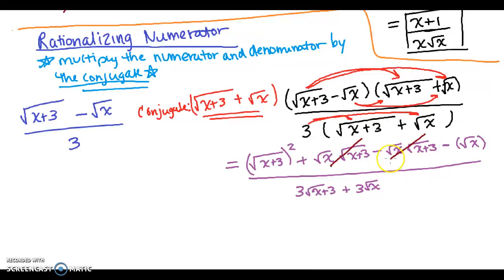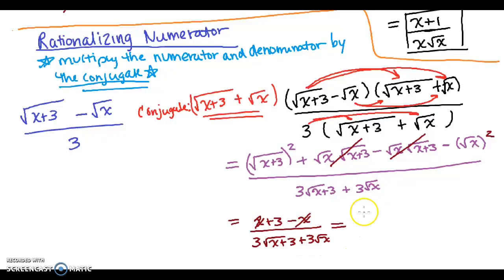So what cancels? We have the middle terms here and here. The square root of x plus 3, squared, is the same thing as x plus 3. The square root of x, squared, is the same thing as x. And then we have this all over 3 times the square root of x plus 3, plus 3 root x.